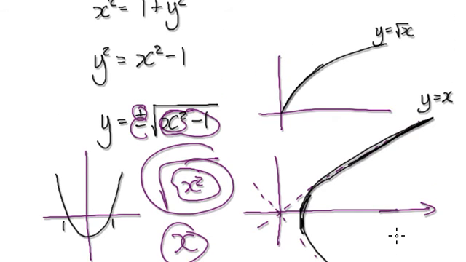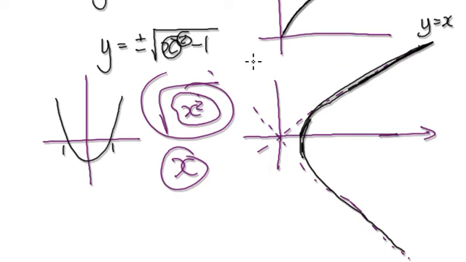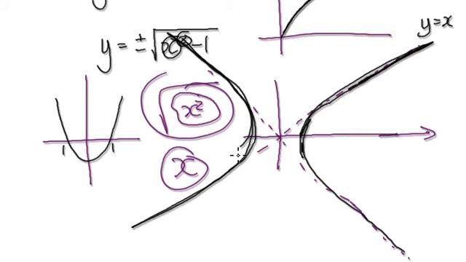And don't forget, this is an even function because of this x squared here. So anything on the right hand side would be exactly the same on the left hand side. So your graph would look something like this. It would take this form. That's why it looks like that.